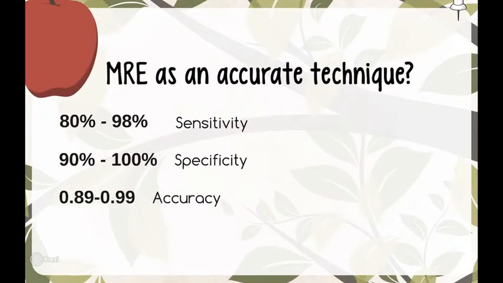Several studies have established MRE as an accurate technique for differentiating fibrotic liver tissue from normal, with 80 to 98% sensitivity, 90 to 100% specificity, and 0.89 to 0.99 accuracy. That's why currently MRE is the most accurate non-invasive technique for detection and staging for liver fibrosis.